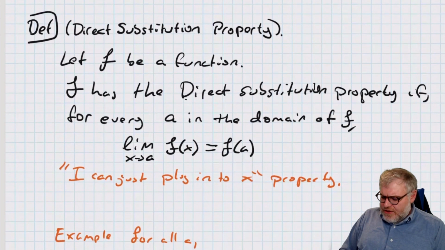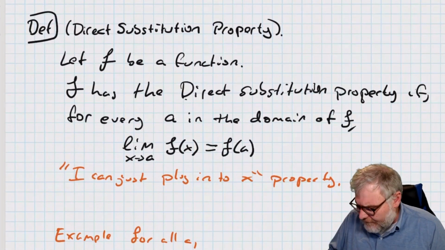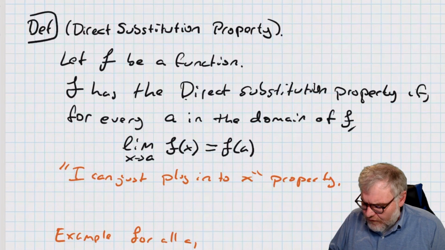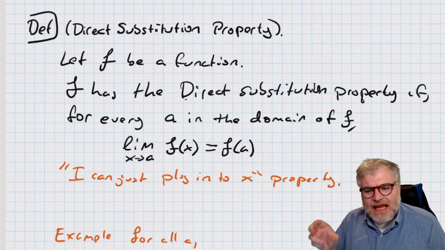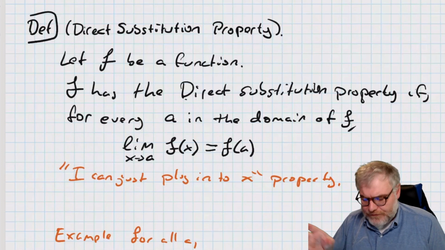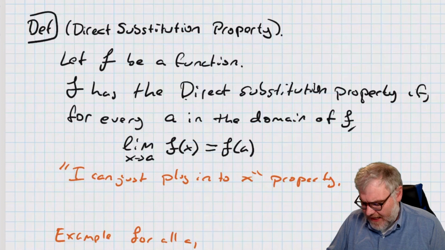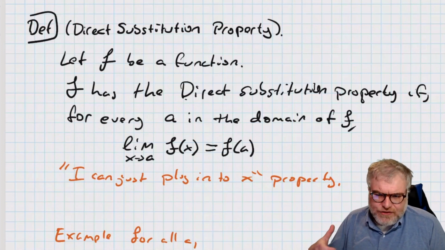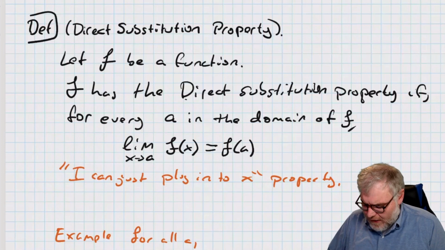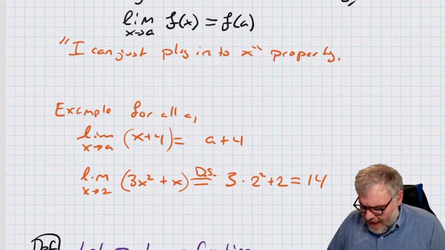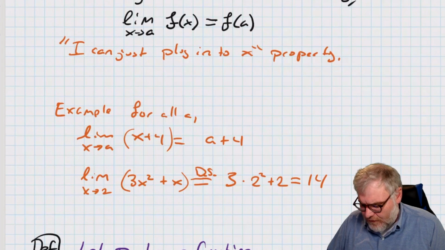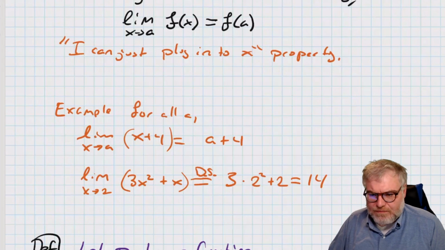Now, the direct substitution property is: we let f be a function. f has the direct substitution property if for every a in the domain of f... Now, this is weird. a is something that we pick, fix it, and then we say the limit as x goes to a of f of x equals f of a. And it's the "I can just plug in x" property. That's the way to remember it. So, for example, for all a, the limit as x goes to a of x plus 4 is a plus 4. The limit as x goes to 2 of 3x squared plus x, we directly substitute in there. We get 3 times 2 squared plus 2 equals 14.